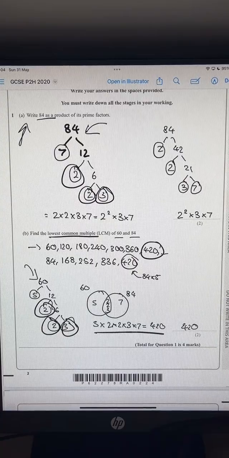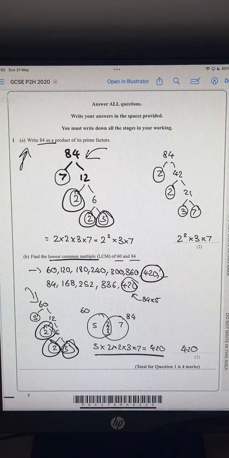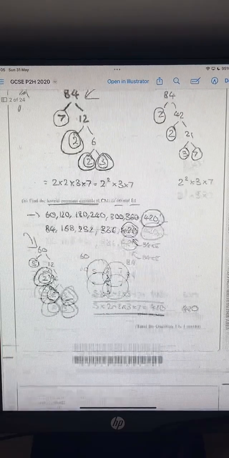So this is a nice prime factor decomposition. It comes up a lot. It's a very heavily assessed topic. Just know how to do them, using Venn diagrams to find the LCM, and also by breaking it up and listing. So that's question 1.